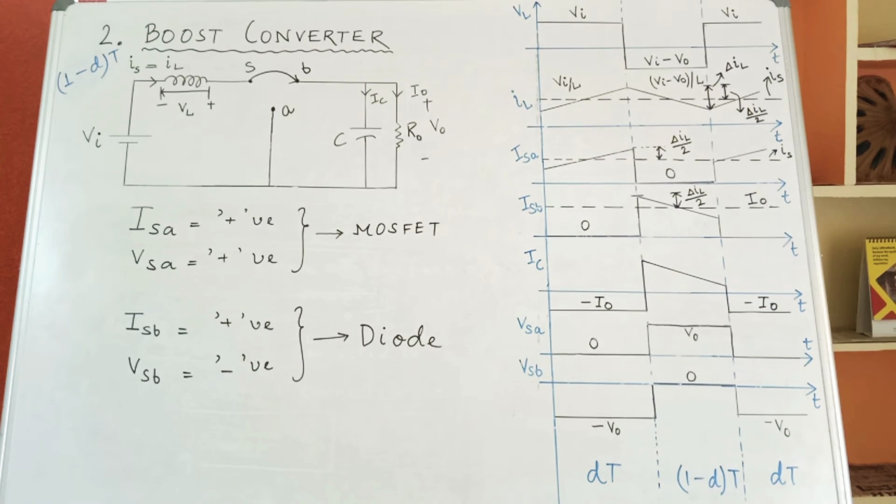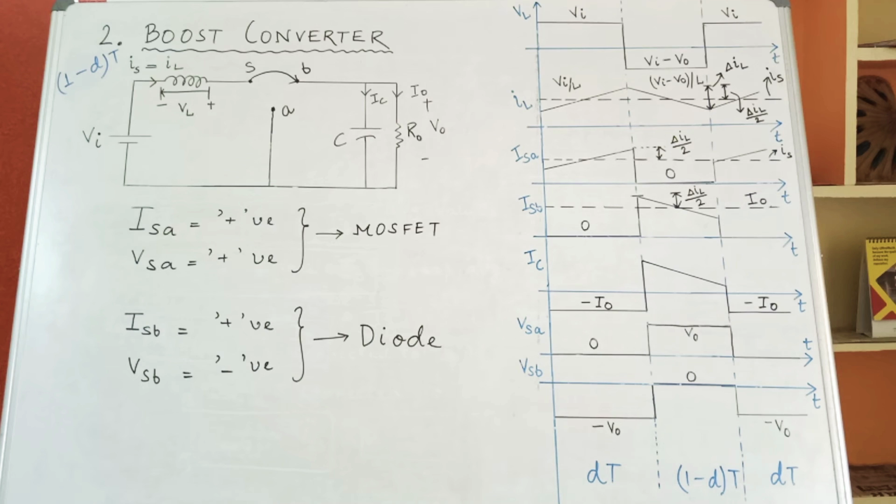Next, we have to determine which devices are to be connected in order to replace the single pole double throw switch. Now, if we consider the current ISA, it is a positive current, and VSA is a positive voltage. We had already studied that positive voltage and positive current are supported by a power electronics device called a MOSFET.